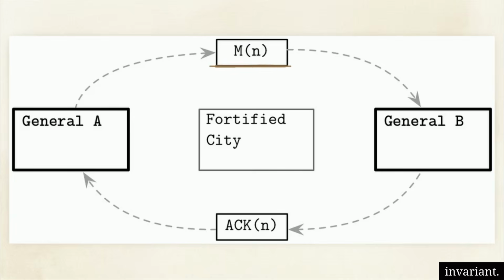We introduce sequence numbers and acknowledgements. General A sends a message. General B returns an acknowledgement. With a timeout loop, the sender retries until confirmed. But notice the return path. The acknowledgement travels the identical unreliable medium, remaining vulnerable.